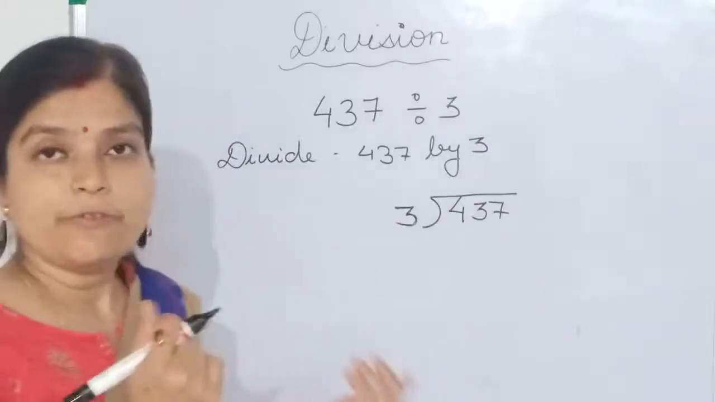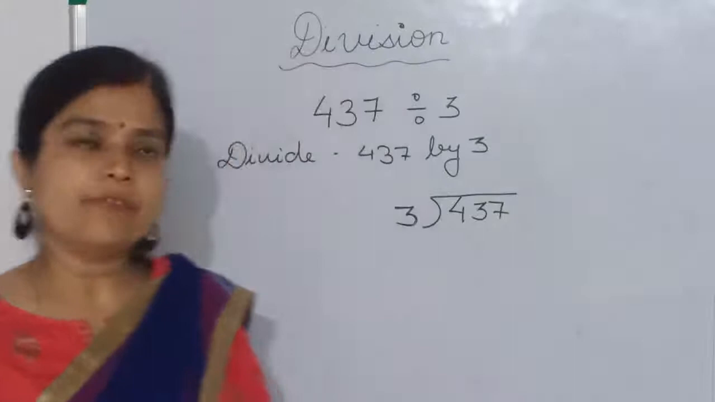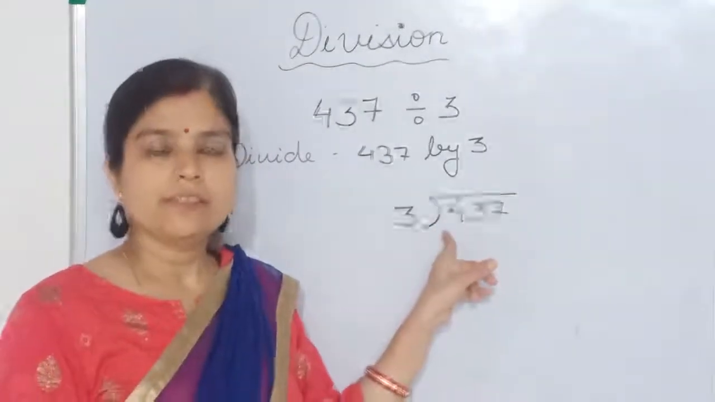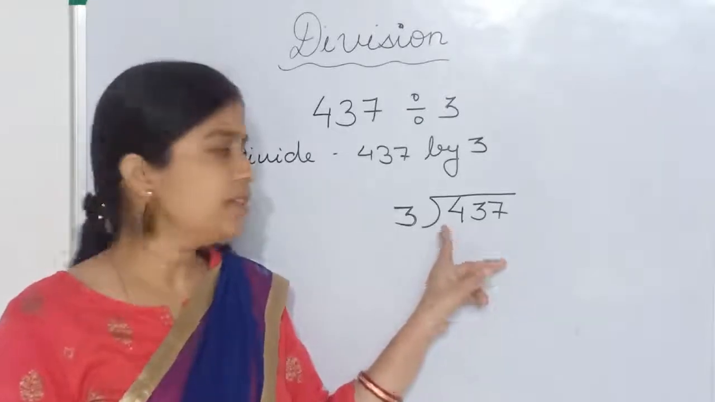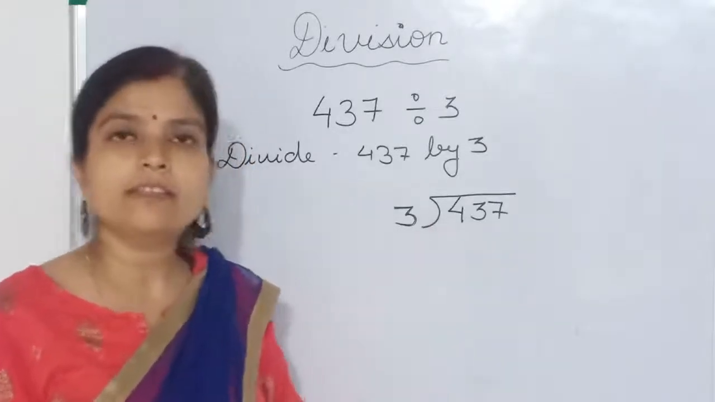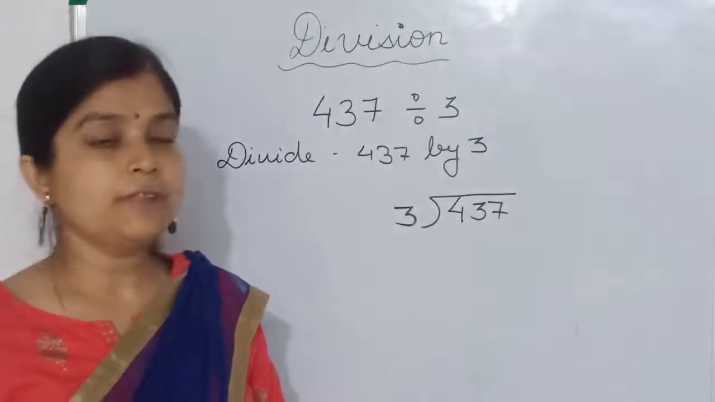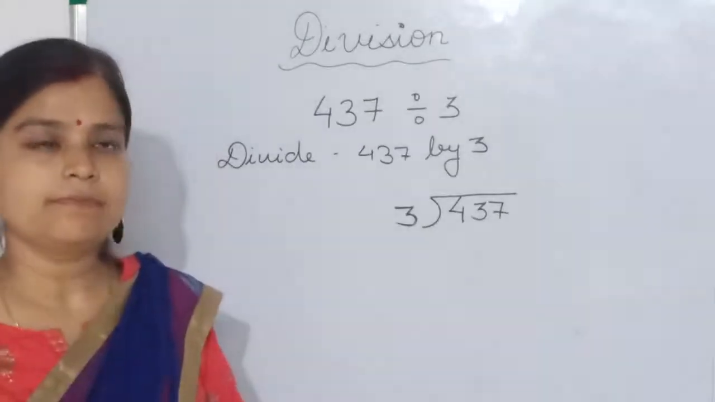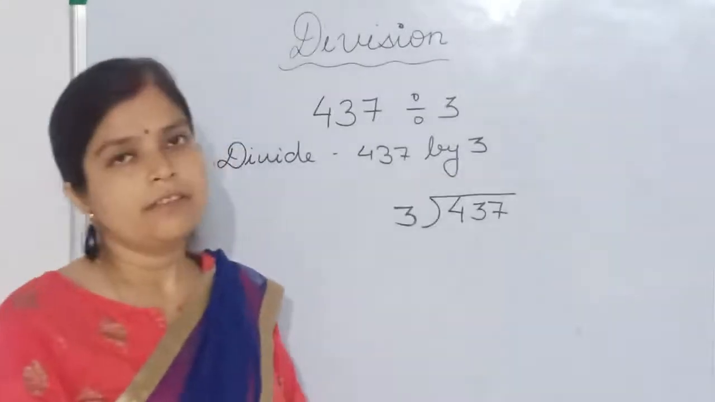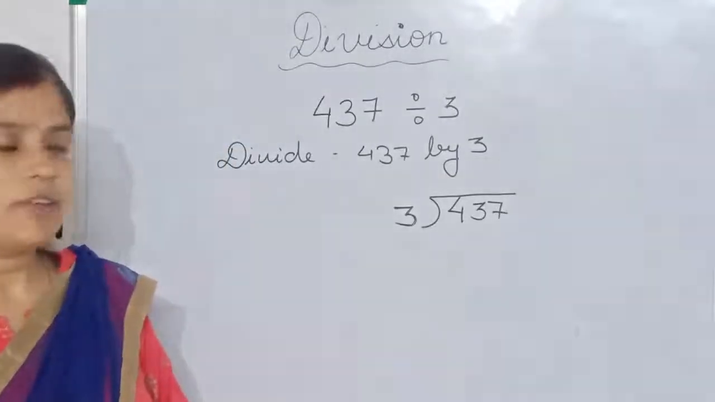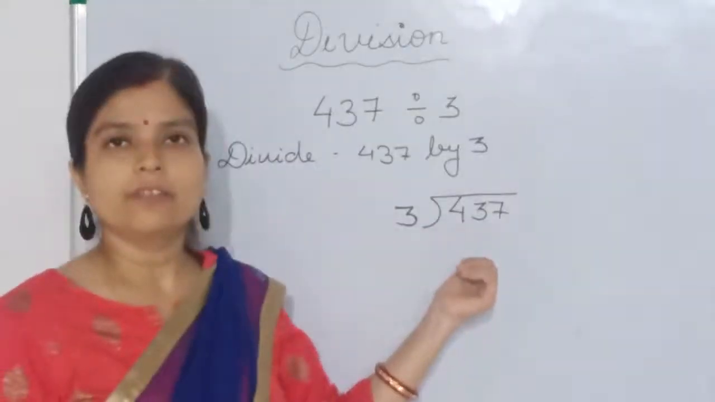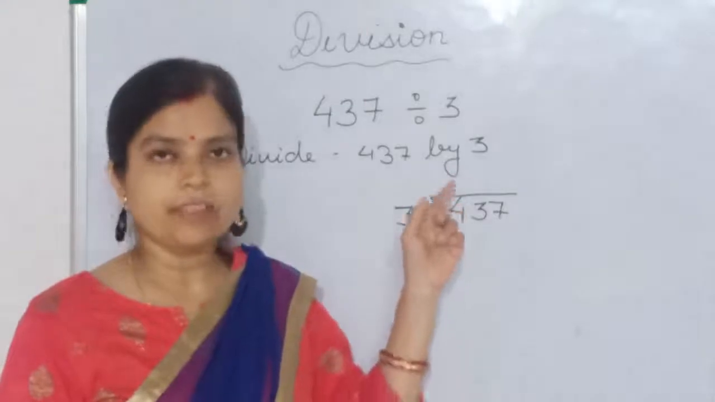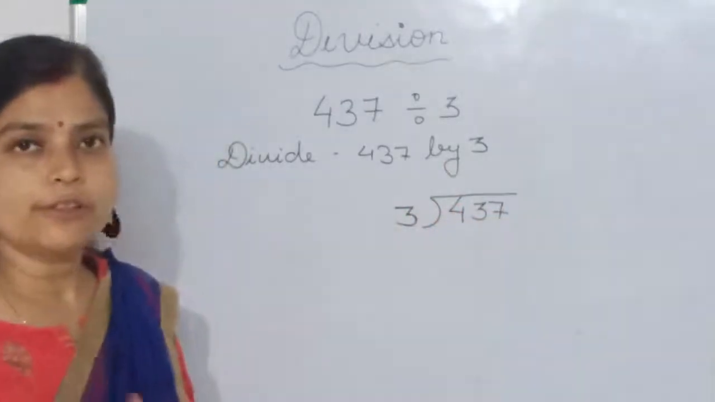So first of all, we have to recall the multiplication table of 3 and we will choose the digit which is in higher place value, that is here it is 100. So we will go for the 100. Okay? In the 100 place, what is the digit there? 4. We have to divide 4 by 3. Now you have to recall the table of 3. 3 ones are 3, 3 twos are 6. Oh my god, 6 is greater than 4. So I will go for 1 only. 1 times only we will go.